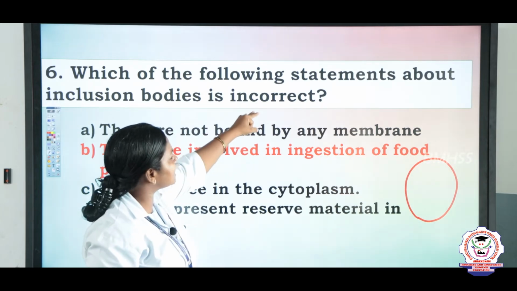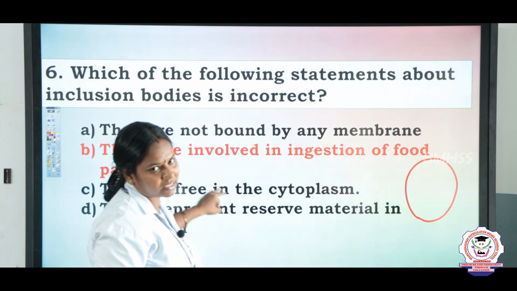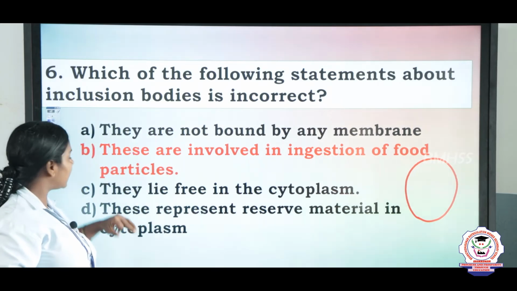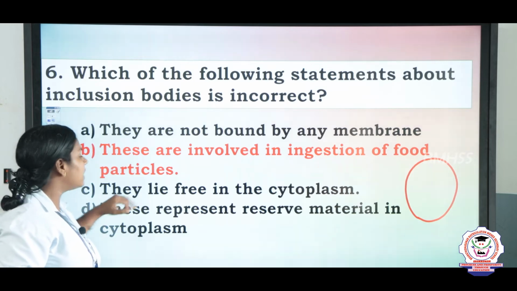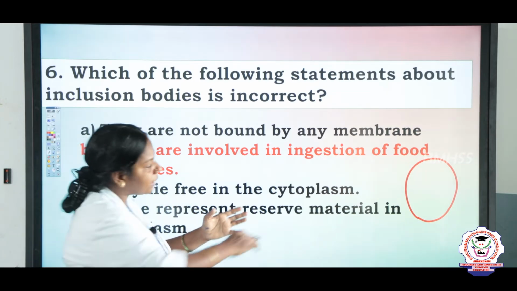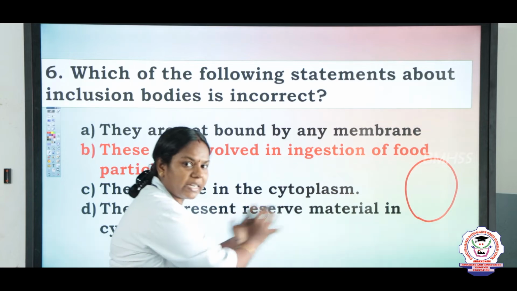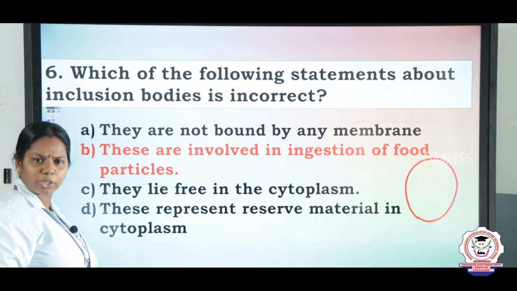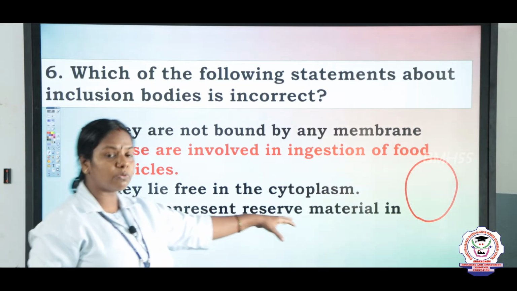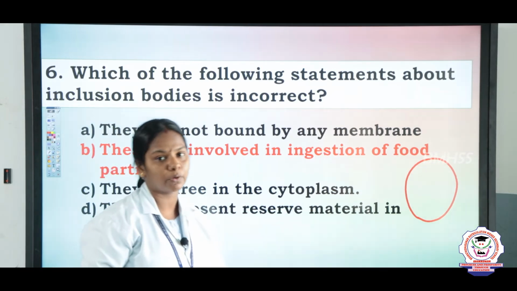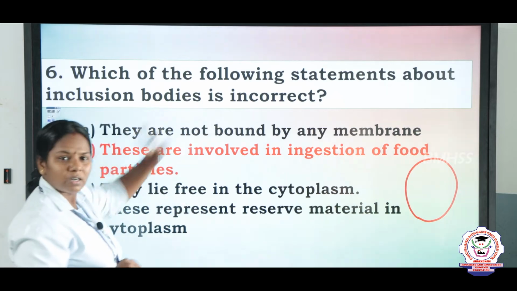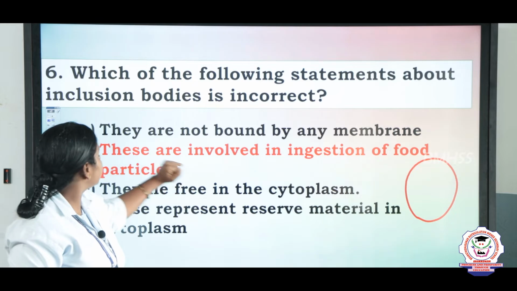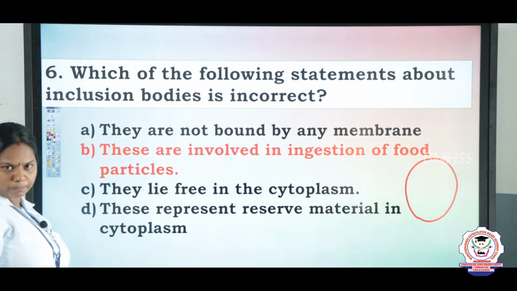So what is the answer here? Which of the following statements is incorrect? So this is the statement which is not related to the inclusion bodies. And the third one, just we can check, they lie freely in the cytoplasm. Yes, they move freely. They do not have membrane. They lie freely in the cytoplasm. These represent the reserve material in the cytoplasm. Yes, we discussed that inclusion bodies are responsible for storing the food. So the option which is incorrect is: these are involved in ingestion of the food particles.